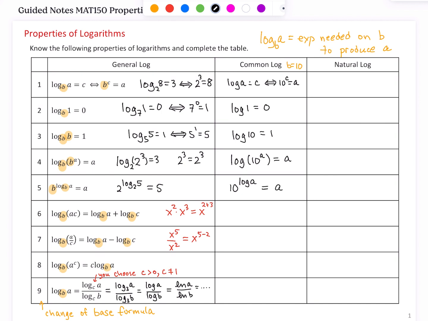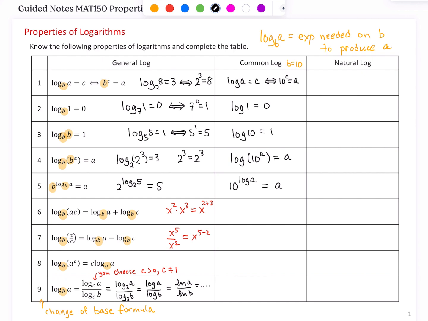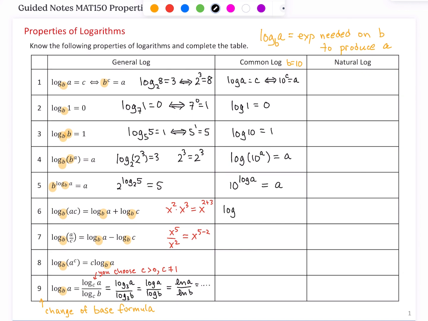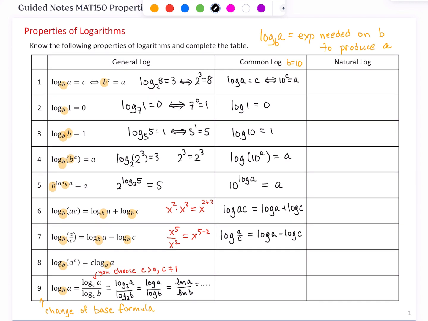Property 6, none of these b's do I need to write, because they're all bases of logs. So this would read log of a product, and you don't need to necessarily write that product in parentheses, as long as it's obvious that the argument of this log is ac. But this would equal log of the first factor plus log of the second factor. Property 7. The parentheses here are optional, as long as you recognize that a divided by c is the argument, and if that's the case, you can do log of the numerator minus log of the denominator.